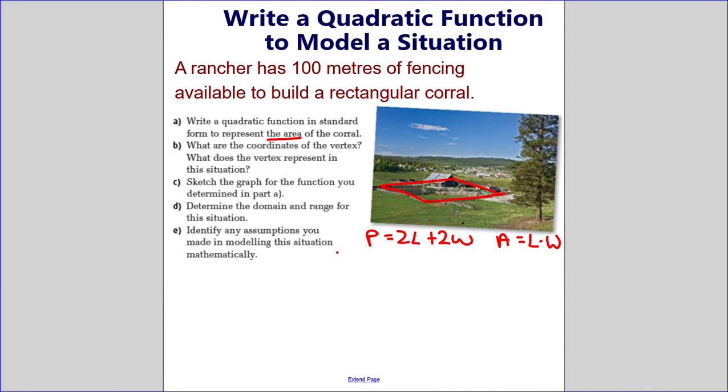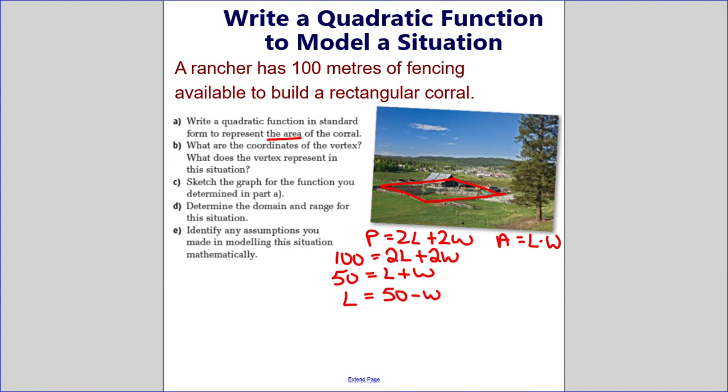So if I have 100 meters in the perimeter, that's going to be 2L plus 2W. Well, I can make this a lot easier on myself and divide everywhere by 2 to start off with. So 50 is just equal to L plus W. And then I can pick either one of these and let's just rearrange for one. So I'm going to say the length is equal to, subtract W over to the other side, 50 minus W. Well, what can I do with that, L is equal to 50 minus W?